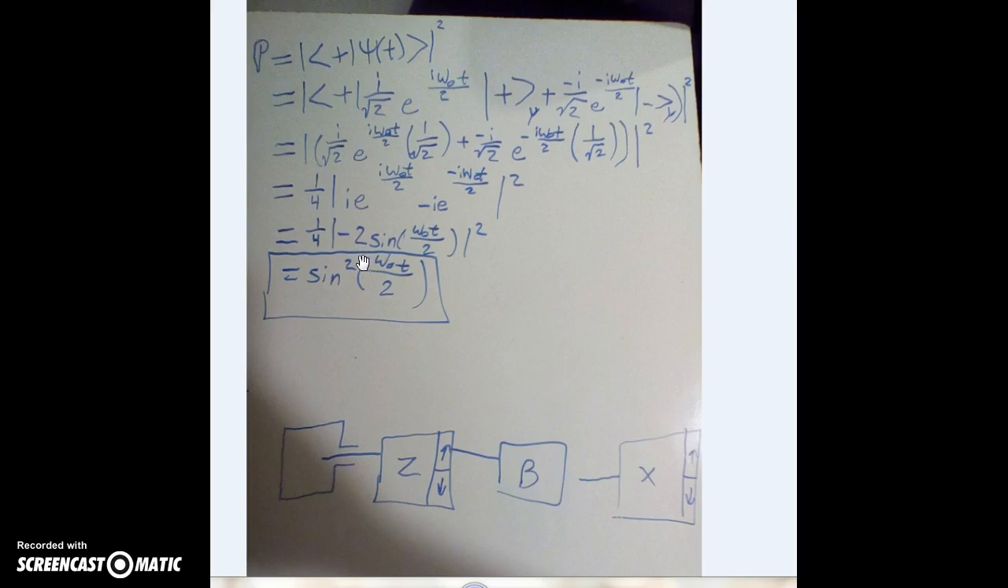And then the last step is just asking for a drawing of what we did for part B and C. So here's the beam. It's going through a Z filter, and we look at the plus spins as they pass through a magnetic field B, and then they pass through an X filter, and then the probability of getting the plus X is just this right here. And so the probability of the up spin is sine squared of omega naught t over 2.